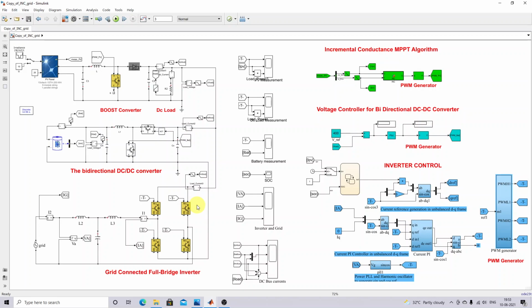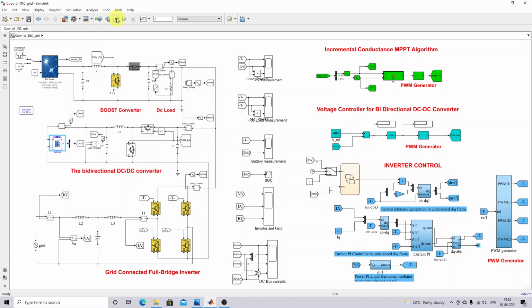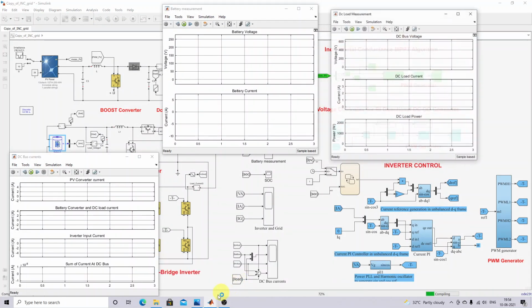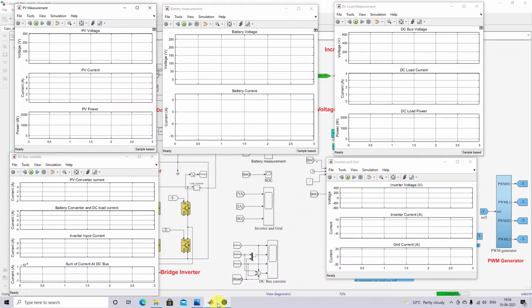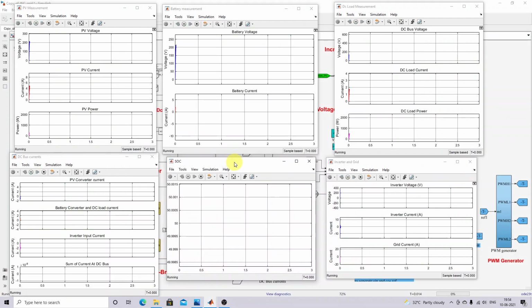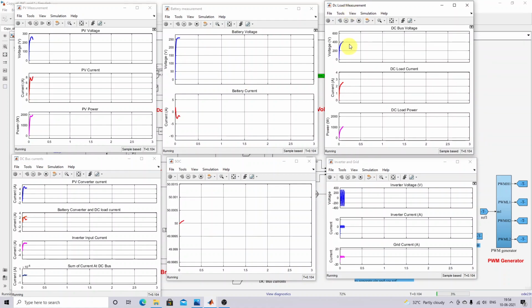So next I am going to simulate this model with two kinds of options. So initially the battery SOC is maintained at 50. Okay, so now I am going to simulate this model. So this is the PV measurement. This is the battery measurement, and then this is the DC load measurement, and then this is the SOC of the battery, and then this is the inverter voltage and current and grid current measurement.